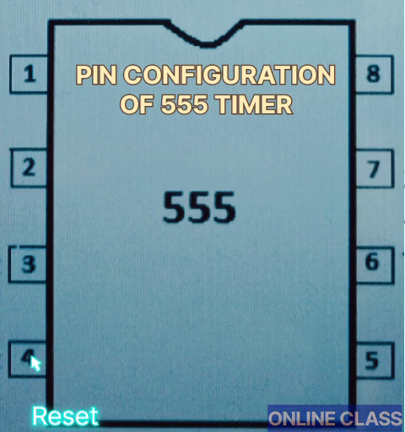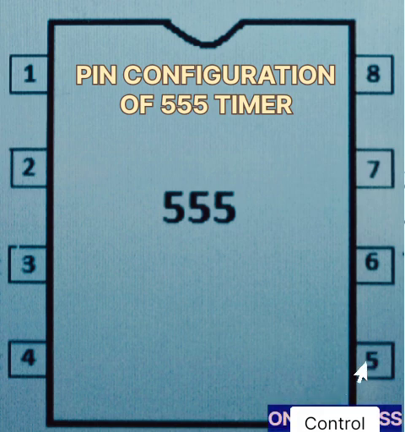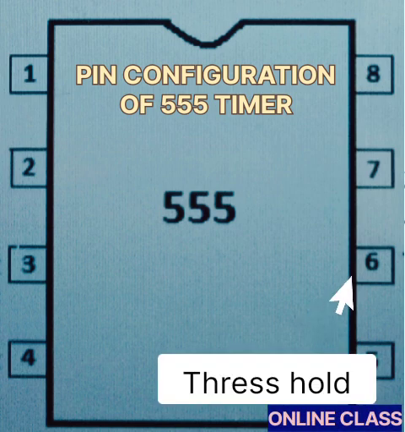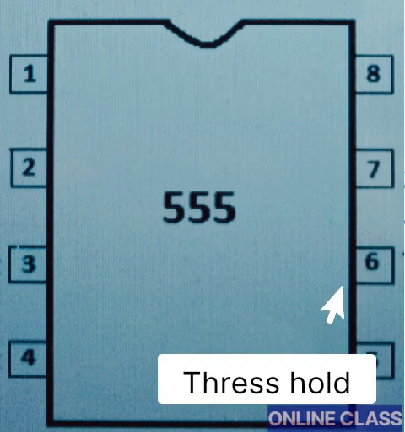Pin number 4, reset. A timing interval may be reset by driving this input to ground, but the timing does not begin again until reset rises above approximately 0.7 volts. Overrides trigger which overrides threshold. Pin number 5, control. Provides control access to the internal voltage divider by default 2/3 VCC. Pin number 6, threshold. The timing interval ends when the voltage at the threshold is greater than that at control. 2/3 VCC if control is open.